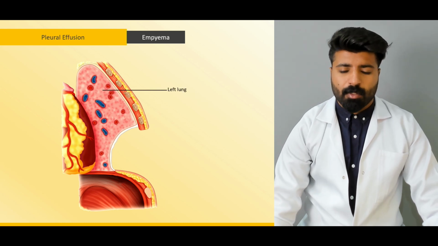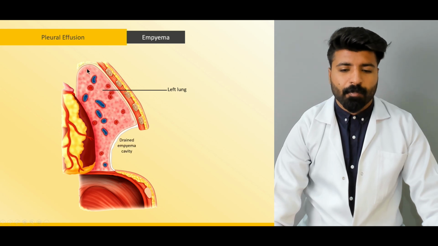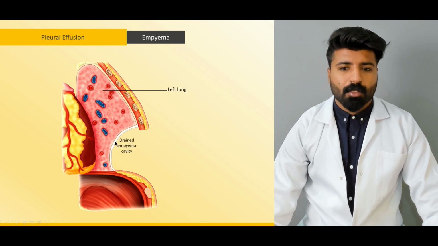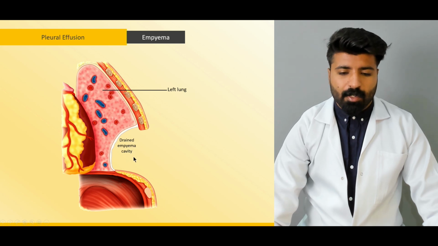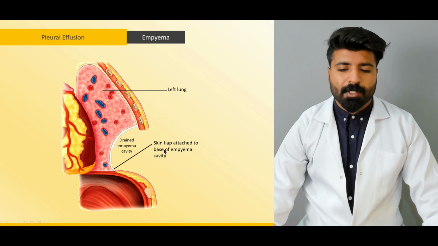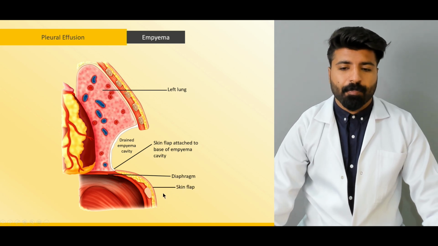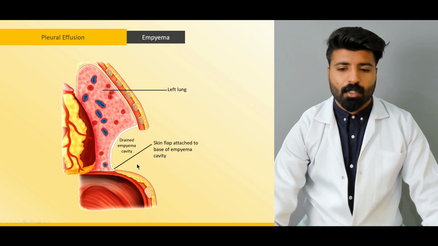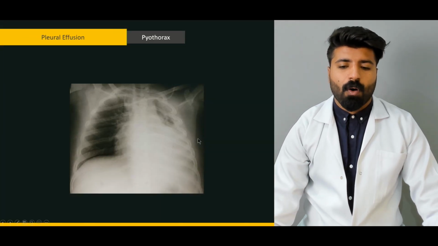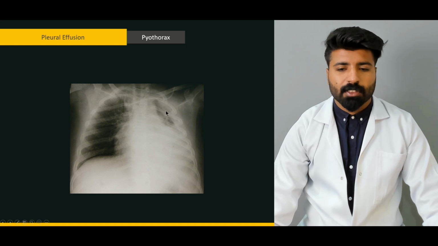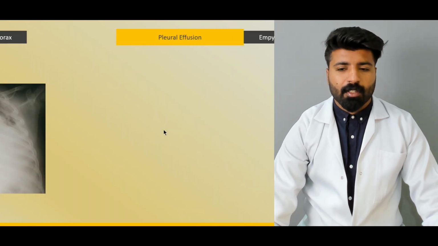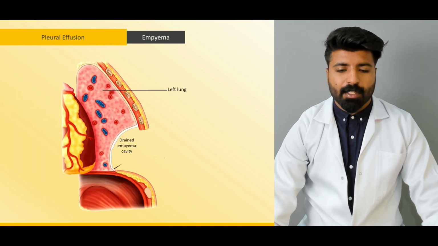So in empyema, suppose this is the left lung, and there was the empyema, and we drained the empyema here, and a skin flap is attached to the base of the empyema cavity so that it won't grow back. This will be the diaphragm, and this will be the skin flap. So empyema will look just like that, but it won't take all of the area. It will take just this area or this area. So it's drained, and this is how the flap is applied here so that it won't grow back.